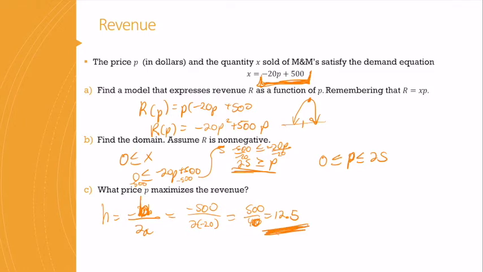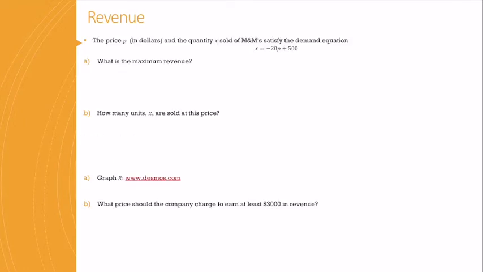Okay, this is the P that maximizes the revenue. So if I want to know what my maximum revenue was, I would plug in our maximum P.